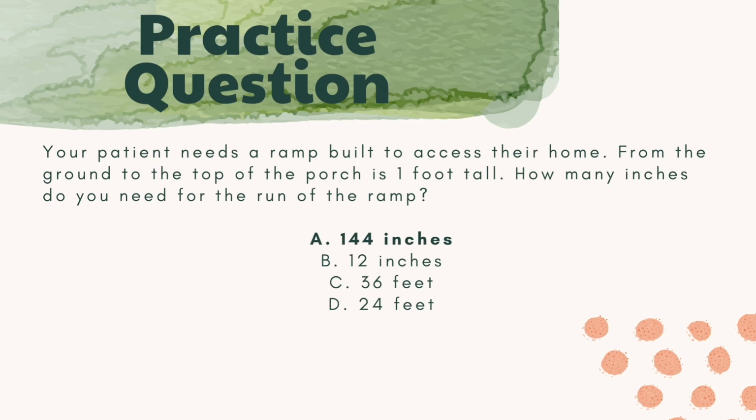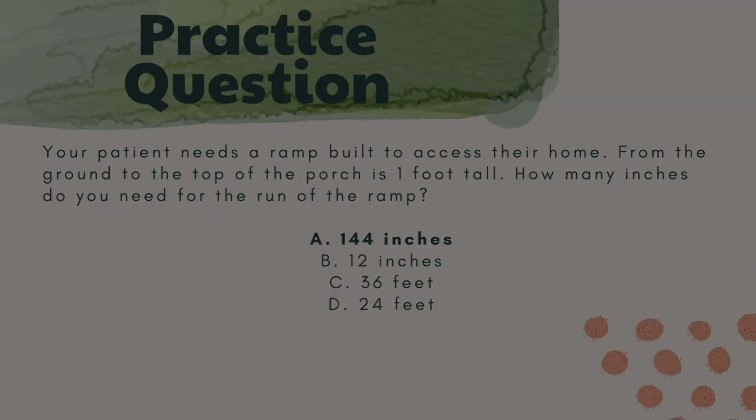And that is why A is the correct answer. Why is B not the correct answer? Well, if you did not convert your units over to inches, then you would have just done 1 times 12, which is incorrect. And C and D should have automatically been marked off because we were looking for inches, not feet. So make sure you read the question. You can sometimes pick out words and things that can help you mark out answer choices.